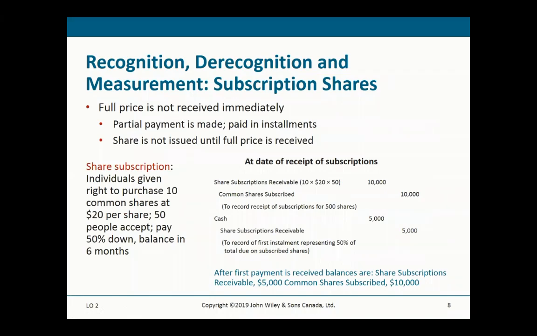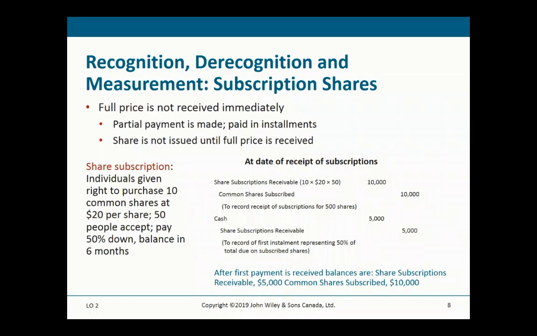We'll also look at subscription shares, where the company almost does an installment payment plan for shares, and this might be common with employees. So you wouldn't record common shares until all the shares have actually been paid for. In the meantime, we'd use a common share receivable account and a common share subscribed account.